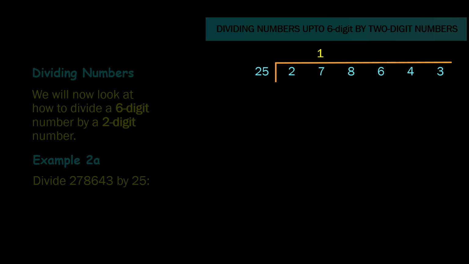Now multiply 25 by 1 to give 25 and put 25 here. Subtract 25 from 27 to give 2. Bring the 8 down and position it here, as shown.